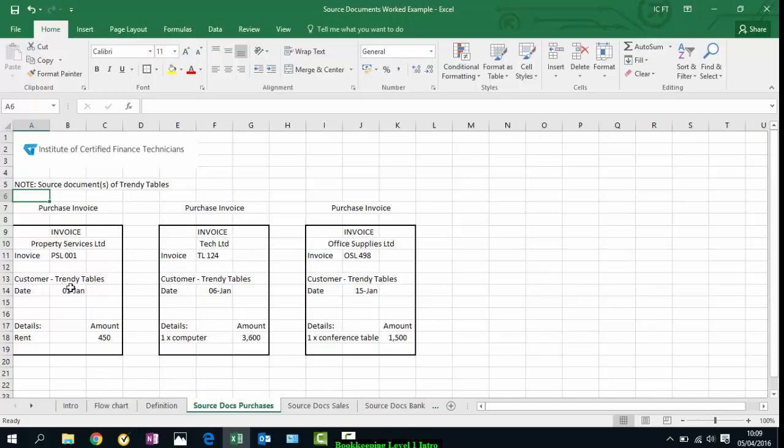So there's a lot of information contained in these source documents, and it's hugely important for you to be very clear that it's these documents that create the data that goes into our bookkeeping system. That'd be massively important.